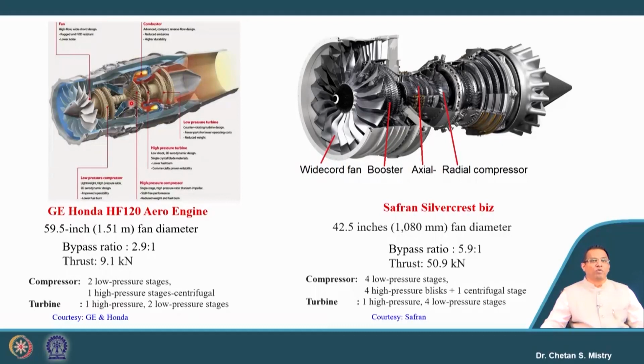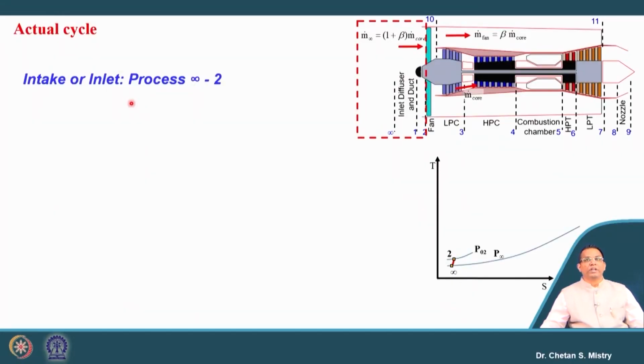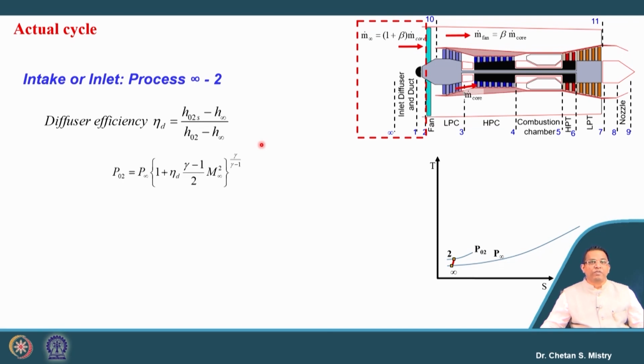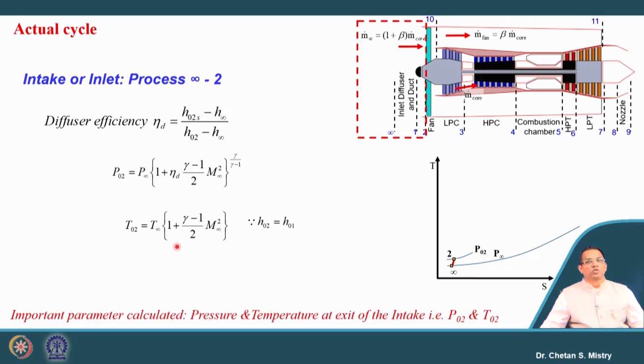So, let us see what we have discussed. Let us try to understand how we calculate our cycle parameters. This represents the very first process, from infinity, that is atmospheric air, to 2, that is our intake or inlet, and we have defined our diffuser efficiency. Based on that diffuser efficiency, we can calculate the exit pressure from the intake. It is a function of Mach number and diffuser efficiency. Similarly, since we consider the process adiabatic, the outlet temperature is given in terms of Mach number. Based on that we can calculate the exit pressure and exit temperature.